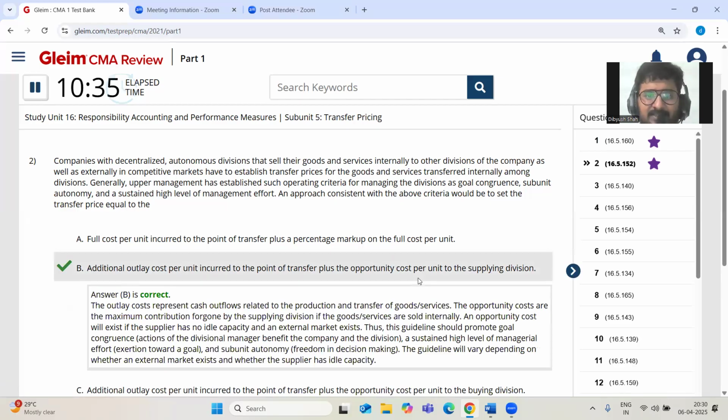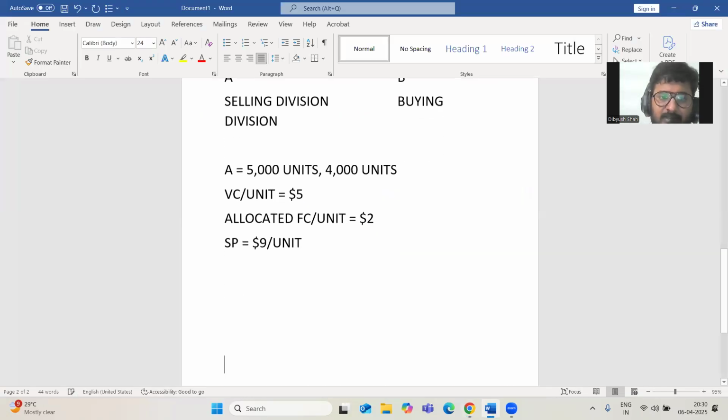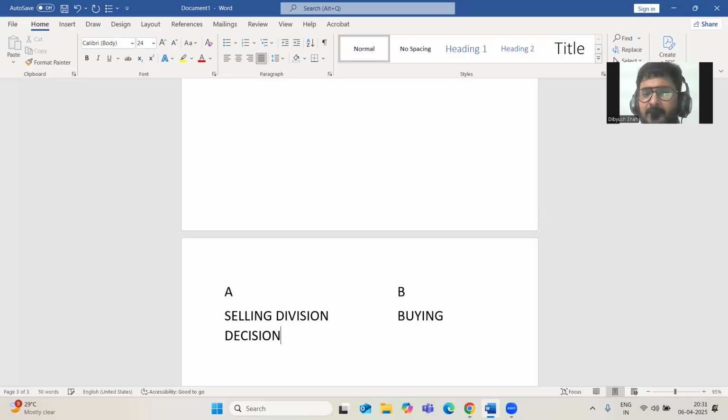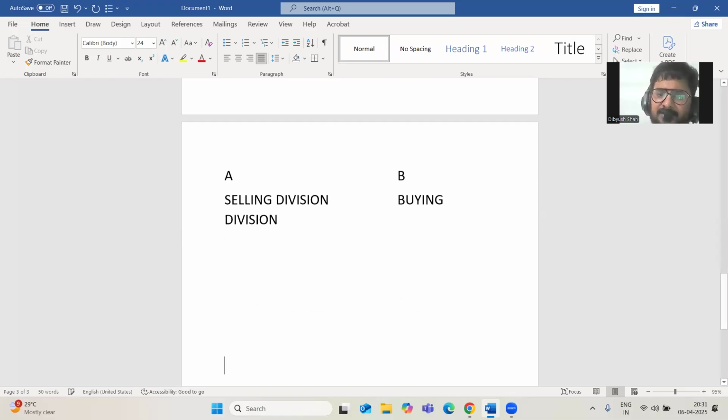See, the logic is very simple. The question is again telling, let's say A is a selling division and B is a buying division. They are telling management wants to establish a price that is goal congruent and also achieves division autonomy. In this case, what is the most appropriate price? We always say relevant cost. In this case, the most appropriate transfer price should always be relevant cost.